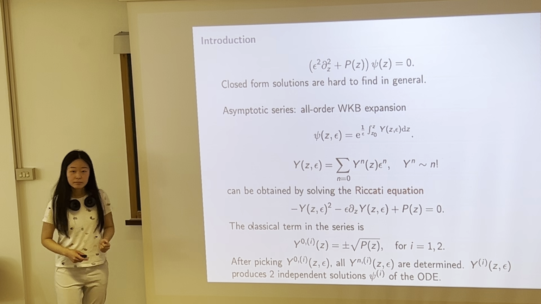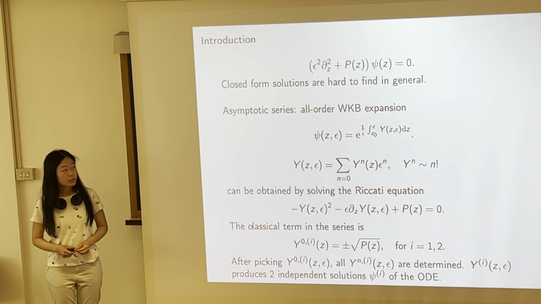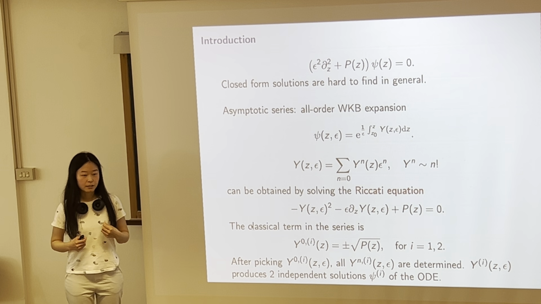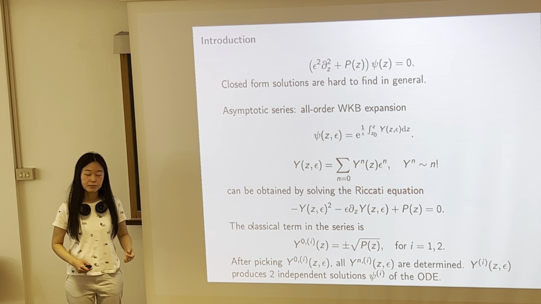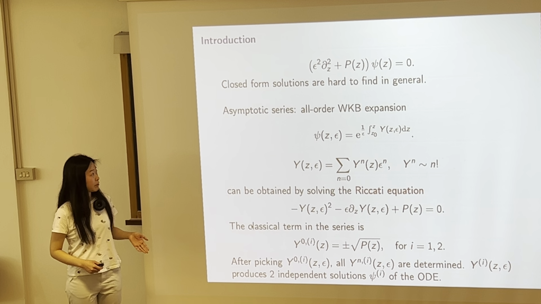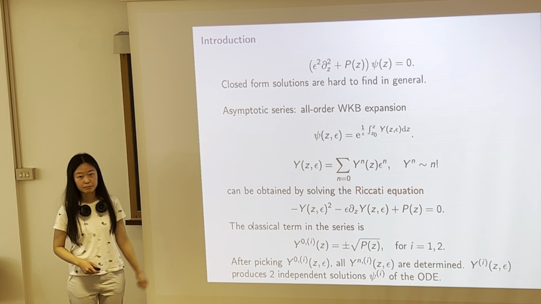Does epsilon appear also in P or not? I think no. So, it depends. For the theory like a Mathieu equation corresponding to SU2, there is this extra term epsilon squared over 4. But I want to simplify the discussion. Here I'm just using P(z).